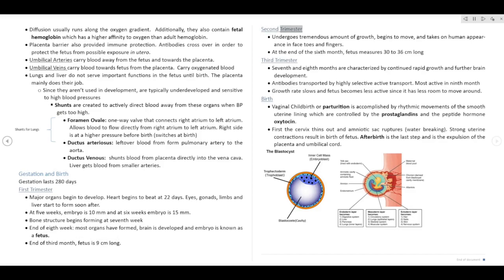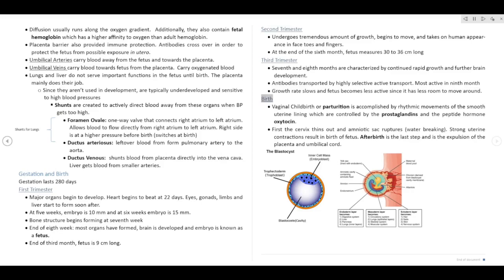Second trimester: the fetus undergoes a tremendous amount of growth, begins to move, and takes on human appearance in the face, toes, and fingers. At the end of the 6th month, the fetus measures 30 to 36 centimeters long. Third trimester: the 7th and 8th months are characterized by continued rapid growth and further brain development. Antibodies are transported by highly selective active transport, which is most active in the 9th month. Growth rate slows and the fetus becomes less active since it has less room to move around.